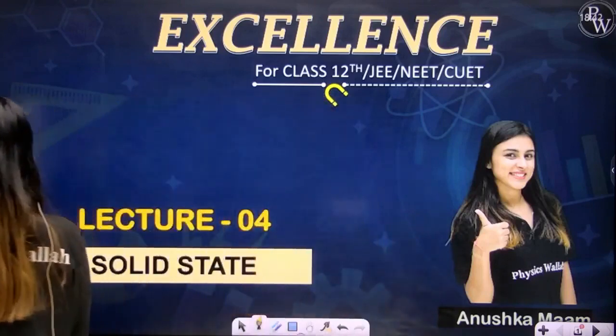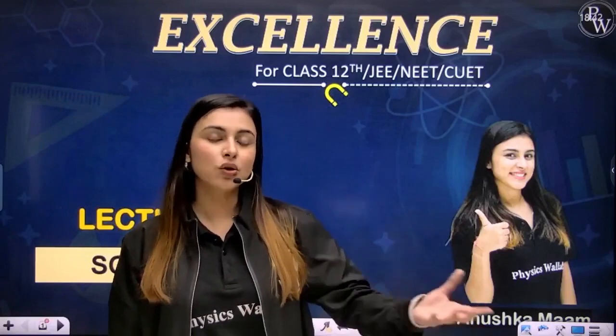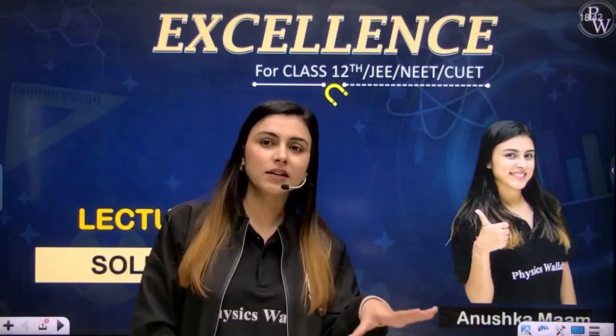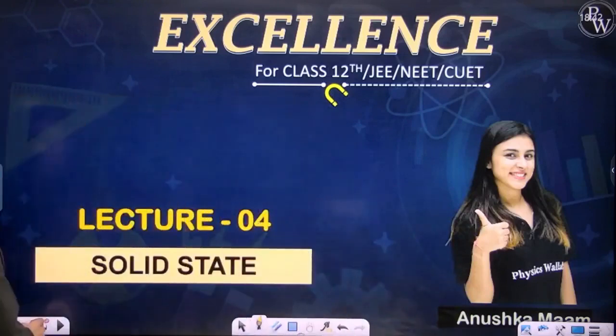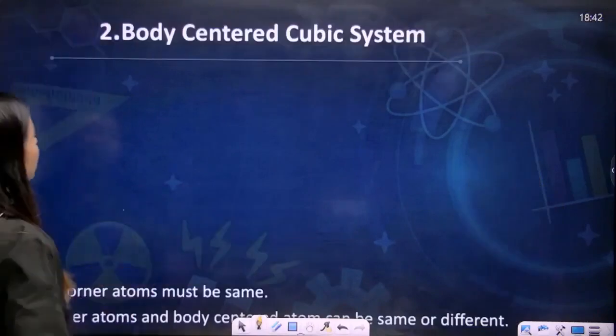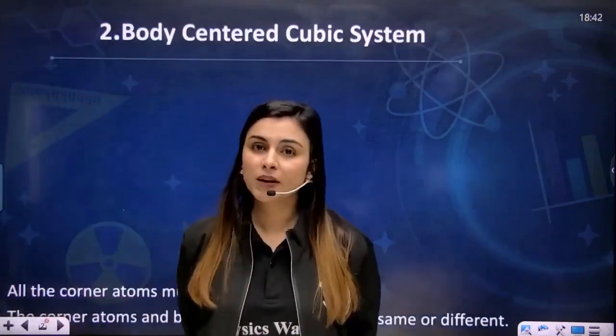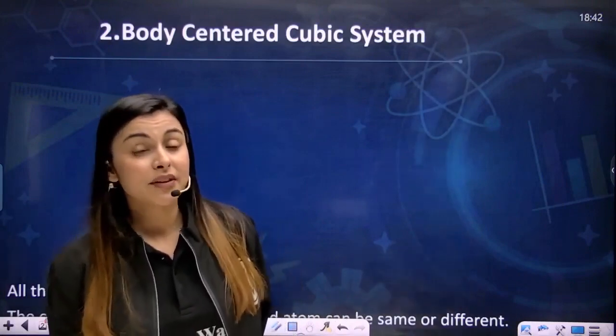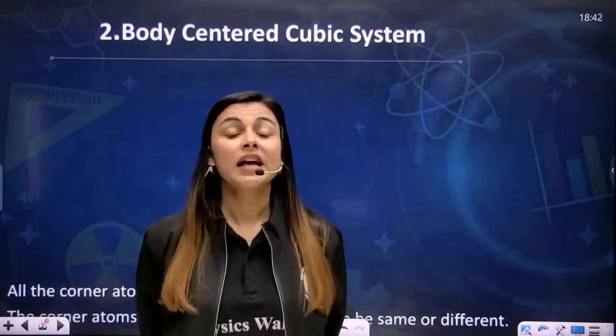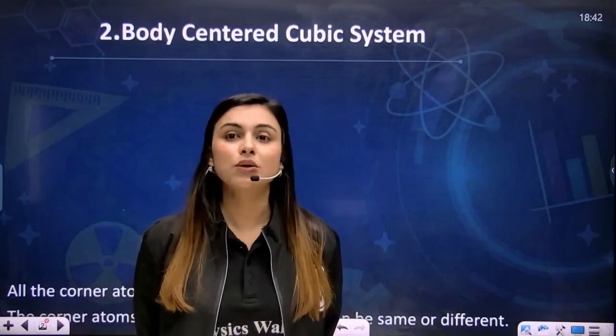Now, my dear students, we are going to move forward. Let's see what we are going to discuss today. We will be continuing the packing fraction and coordination number part, and we'll be calculating both of them for the body centered as well as the face centered unit cells. So let's start the session again. We talk about the body centered cubic system. We have to calculate its packing fraction as well as its coordination number.